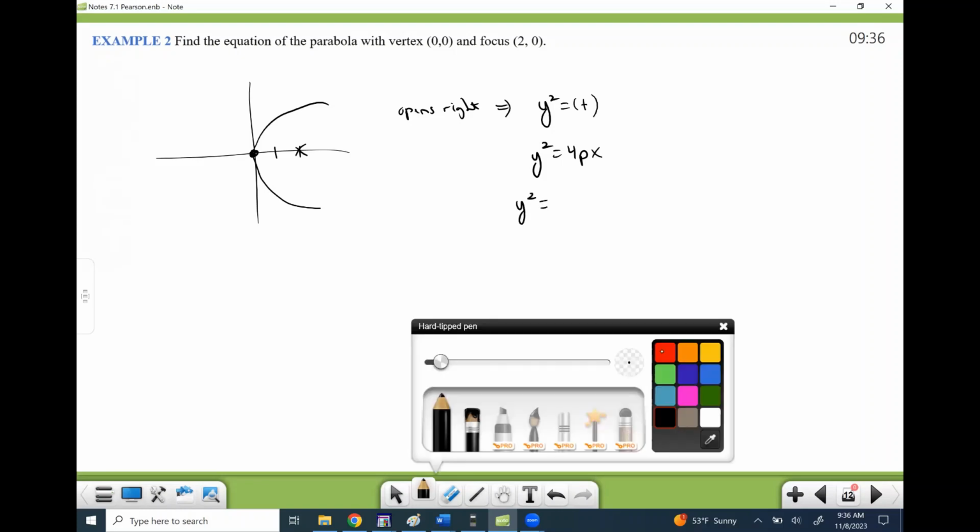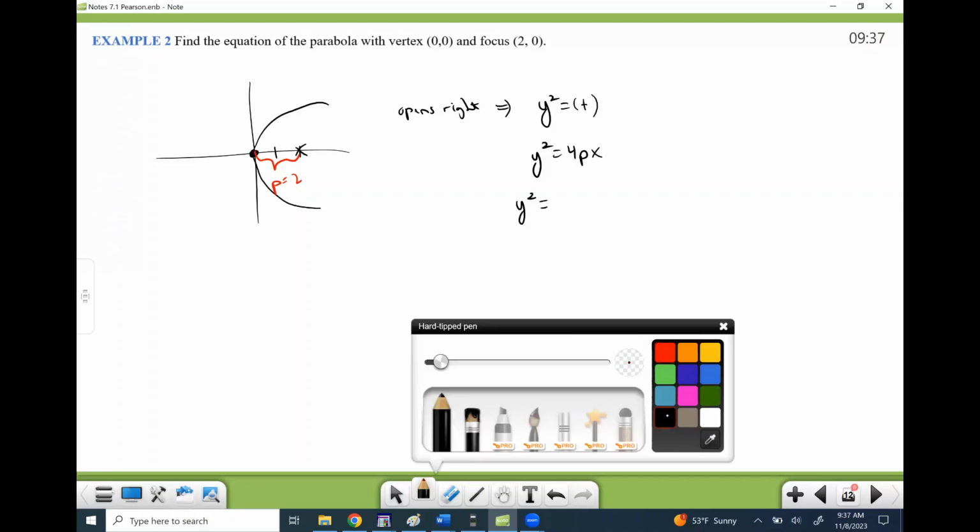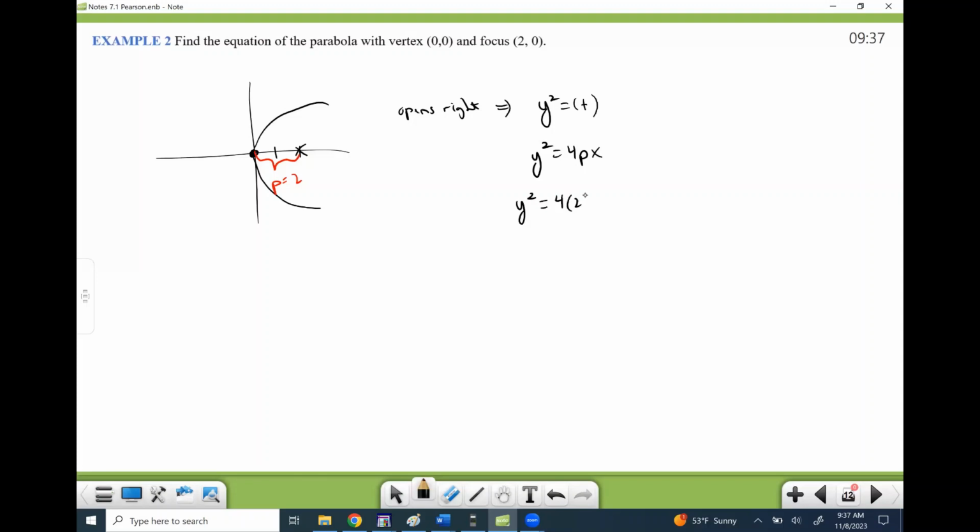Now, remember, the distance from the vertex to the focus, okay, that is the absolute value of p. In this case, since we went to the right, it really is positive. But if you had gone to the left, it would have been negative, or down, for example, would be negative. So p equals 2. So we just need to substitute that into the formula. So it looks like we're going to get y squared equals 8x as the equation for this particular parabola.